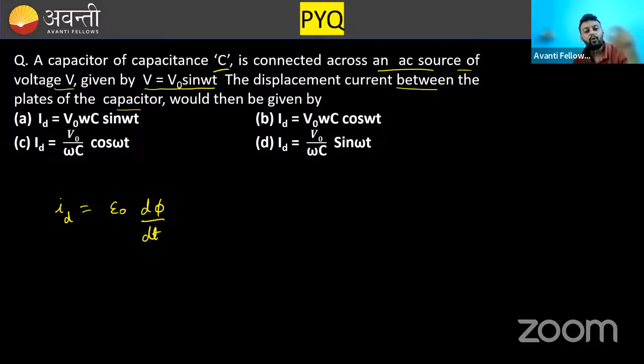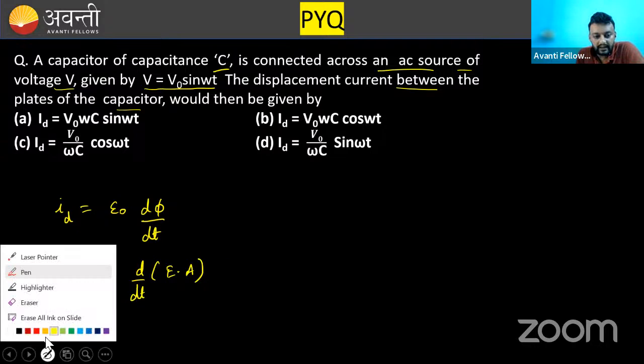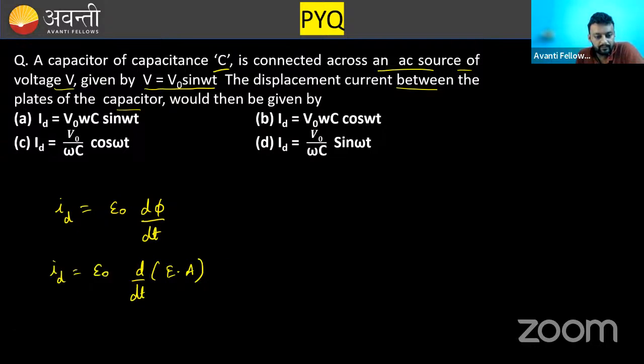Now the question says voltage is given. What I can write here: epsilon naught, d over dt, and phi is what? Electric flux is E into A. I think it is clear. Now the area of the plates of the capacitor is constant, so I can take the area outside: epsilon naught A d over dt of E.